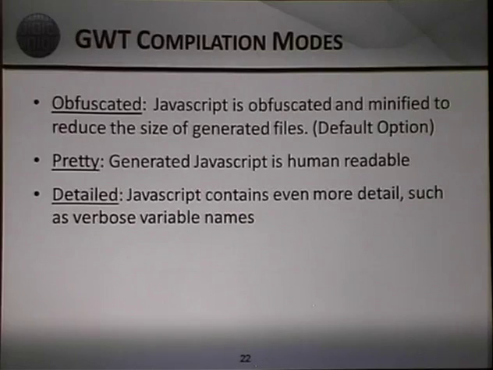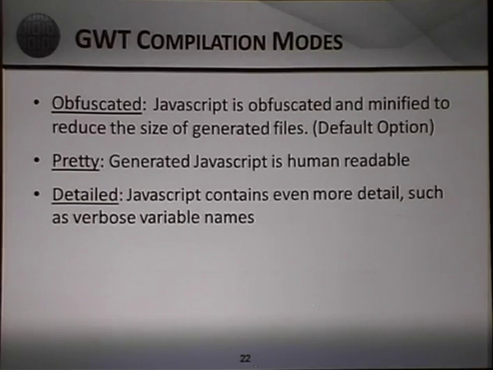So let's start with the enumeration. The JavaScript code is obfuscated by default. It's minified, so the size is reduced. This is just Google being Google, wanting to send as little data across the wire as possible.